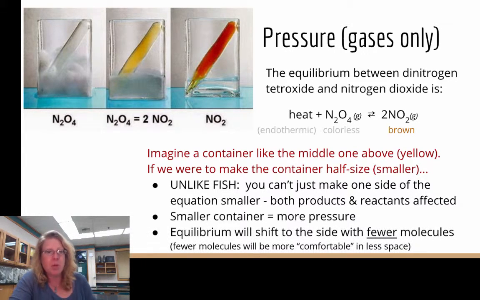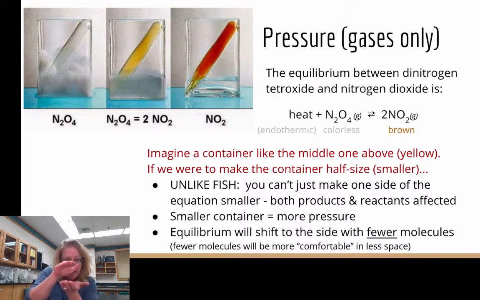And in terms of the equilibrium, here's the rule. Again, it's not as clear as the fish example is. So this is the rule that you have to memorize. With equilibrium, the equilibrium will shift to the side with fewer molecules when you have higher pressure. Now the reason is, if you take a look at our equation here, we've got a different number of molecules on our two sides, our reactant side and our product side.